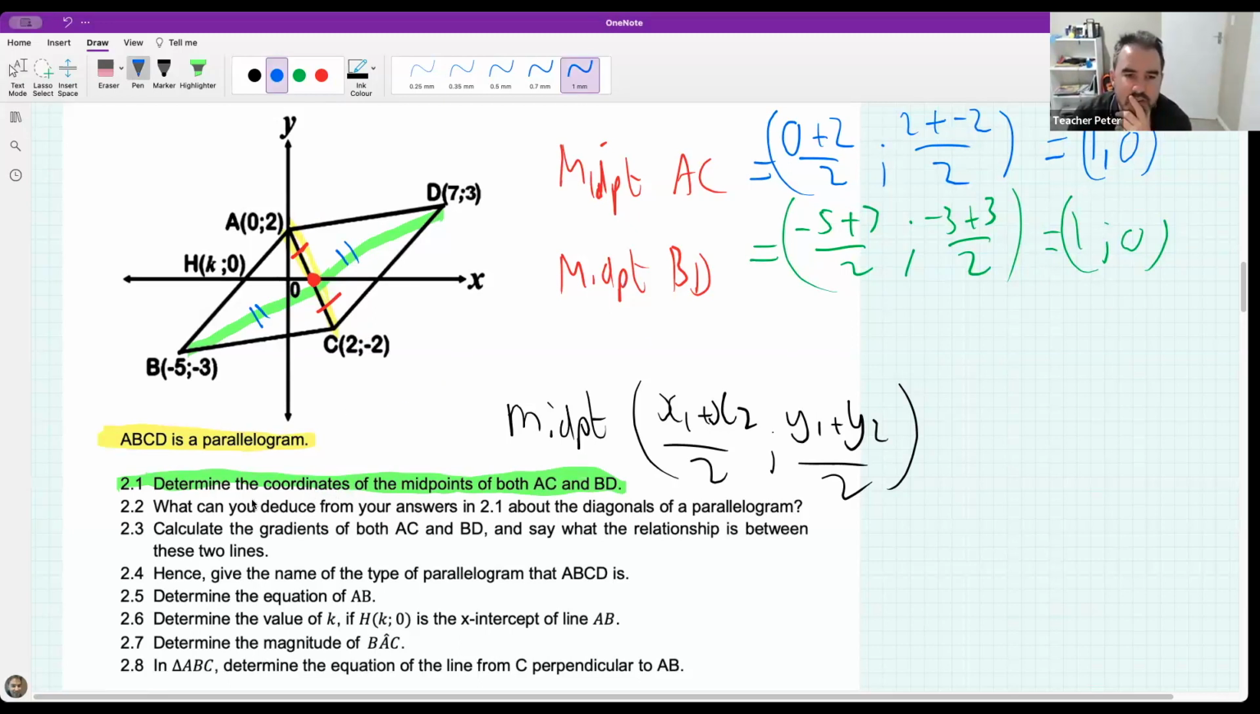Okay, so let's have a look at what the question says. It's almost time for a break, but it says, what can you deduce from your answers in 2.1 about the diagonals of the parallelogram? Well, they have, we'll say here, I'll write it out for you.